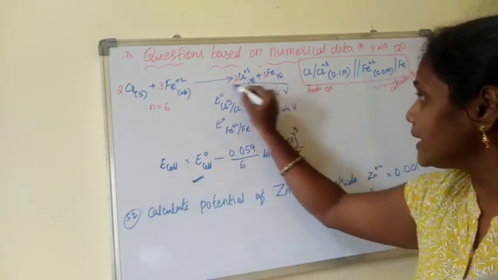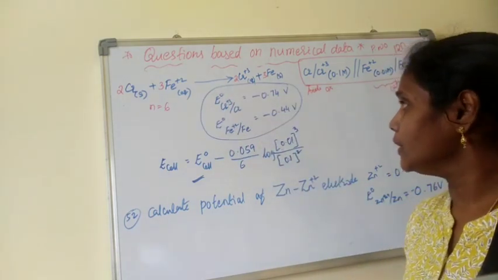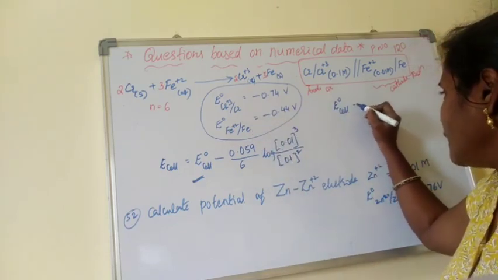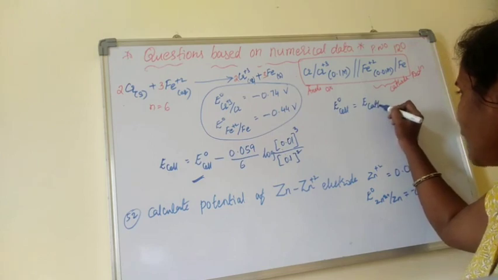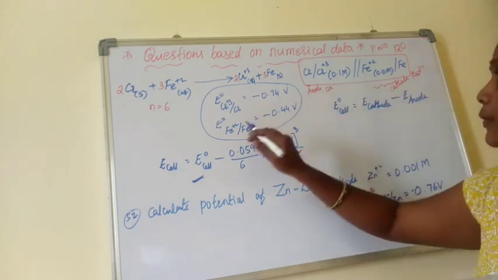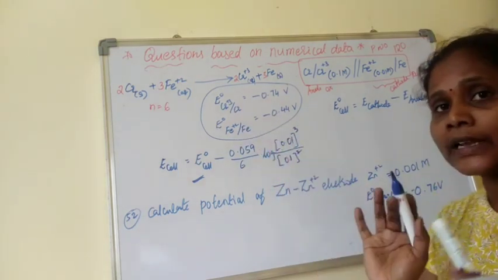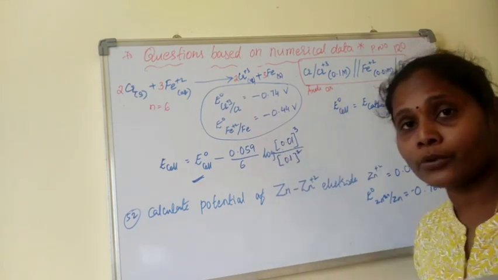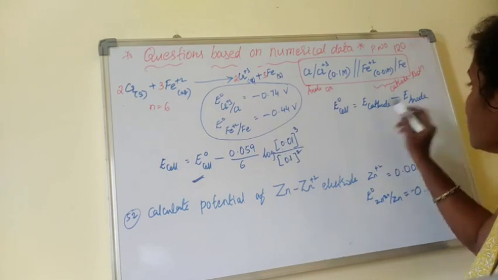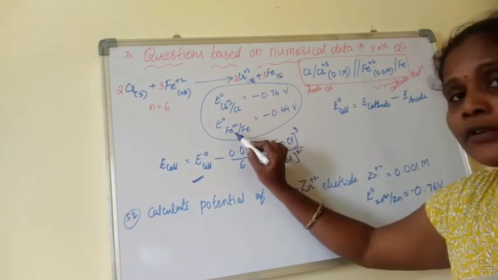How will I get it? Here he has already given the values for cathode and anode, so I have to calculate using the E naught cell formula. E naught cell is equal to E cathode minus E anode. So substitute, what is the cathode in this? See here, both are reduction potentials. You should not get confused. We want standard reduction potentials, E naught, right? So my cathode means reduction, iron. So I have to take the iron value.